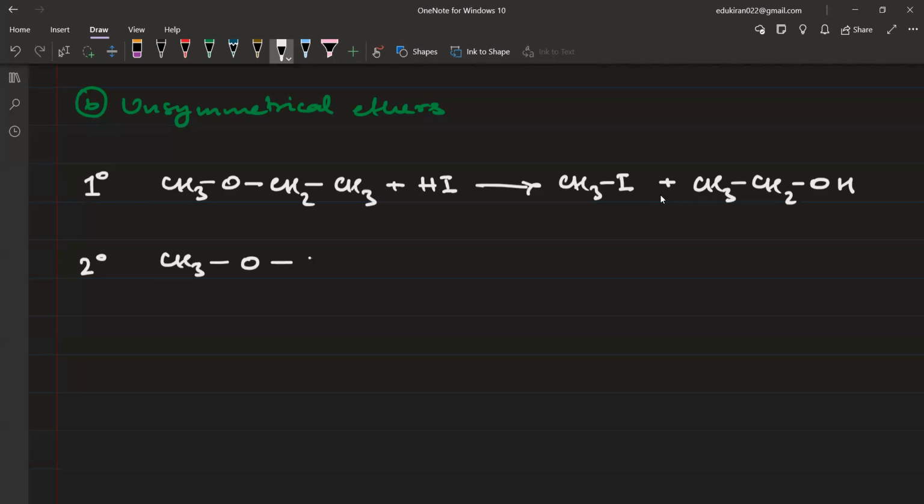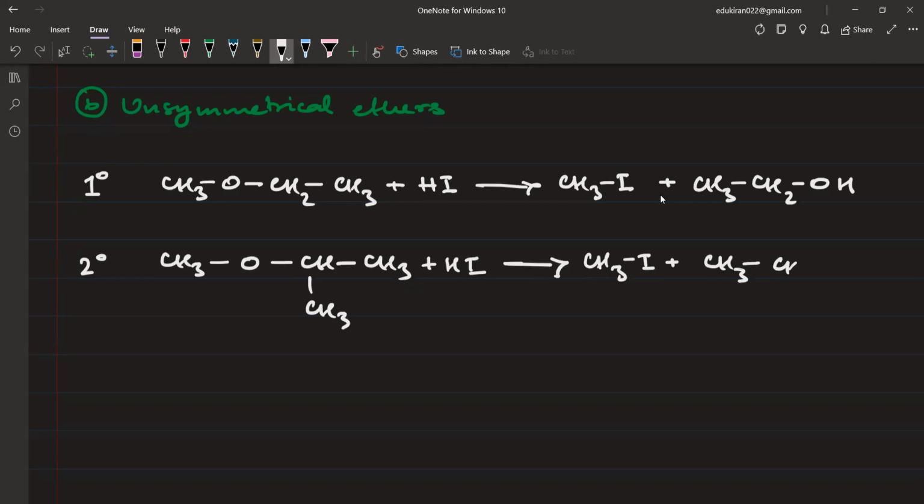And if you have O, carbon, hydrogen, CH3, and then again a CH3 here. So if there is a 2 degree, then here also what are we going to make? You are going to make the less hindered alkyl halide, CH3I, plus CH3CHOH and CH3 here. Both of these are SN2. This is also SN2. But if you are going to have a 3 degree, then it is going to be SN1.